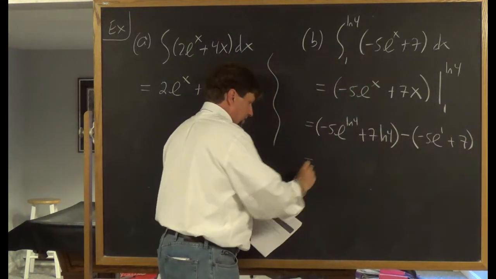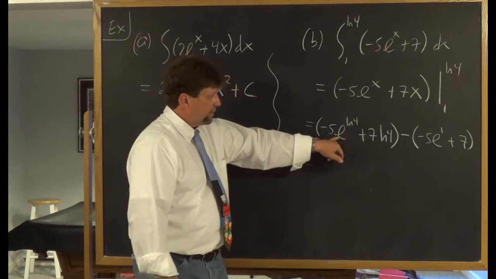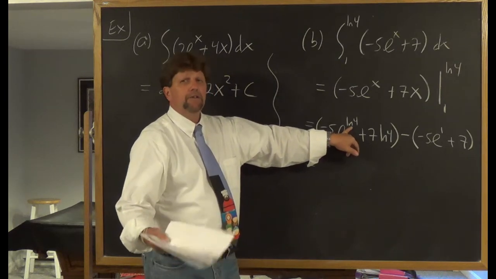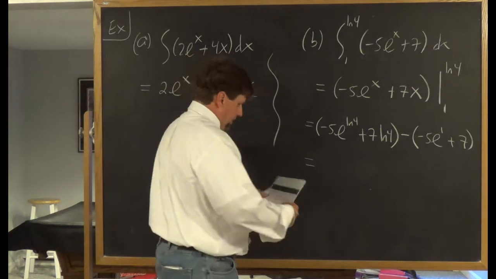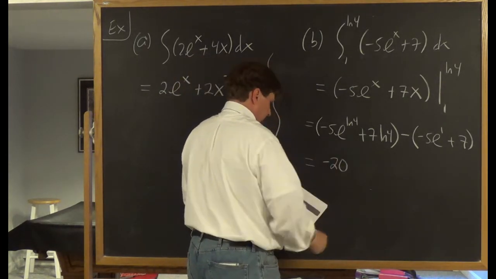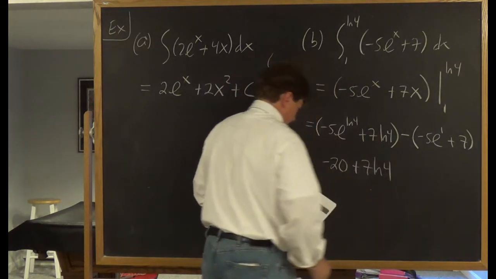I'm going to clean this up a little bit. You know we're going to clean this up a little bit more. Check it out. e to the natural log 4 immediately simplifies to 4. So negative 5 times 4 is negative 20. And, well, that's just 7 natural log 4. I can't do much about that.